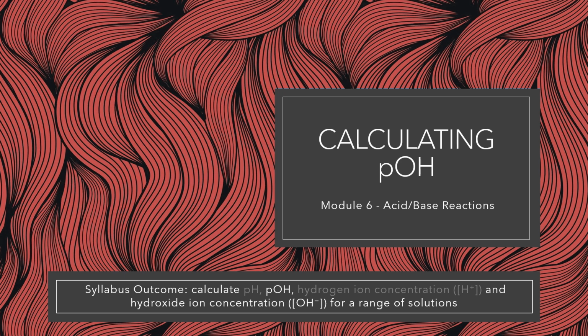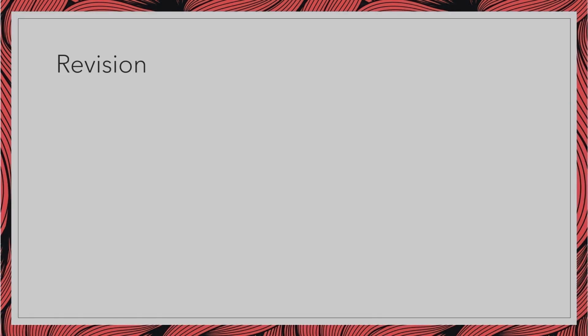Hi everyone. Today we're going to be doing the opposite part of the syllabus outcome that we did last time, and we're going to be calculating pOH. So our syllabus outcome is calculate pOH and hydroxide ion concentration for a range of solutions. Now, revision questions, make sure you've done these before you start this.